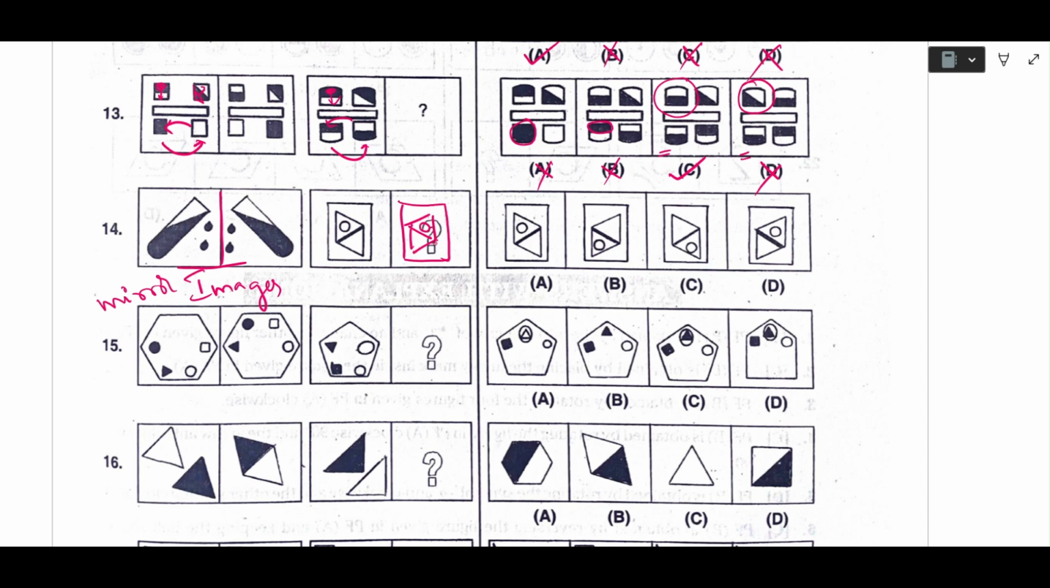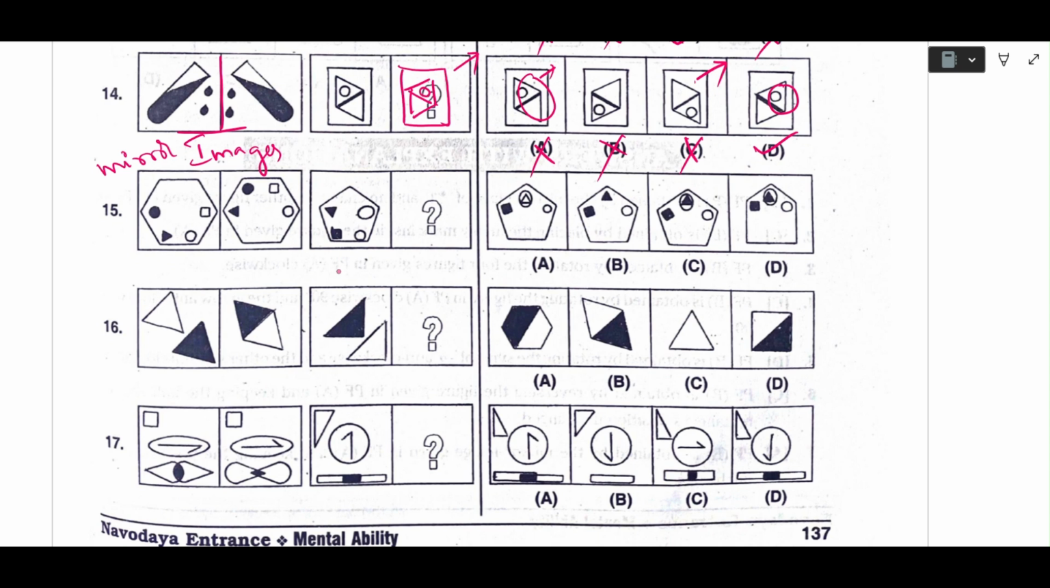See the direction of this rhombus. That should be facing this corner, right? Here this is not facing this corner, so A is eliminated. Here also it is not facing this corner, so C is eliminated. We will see B and D. The circle should be on the top side, so D is correct and B is eliminated. So the correct answer is D.